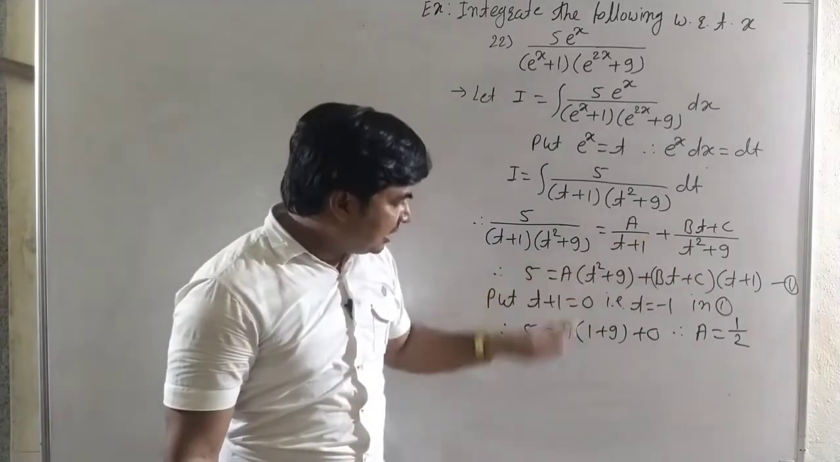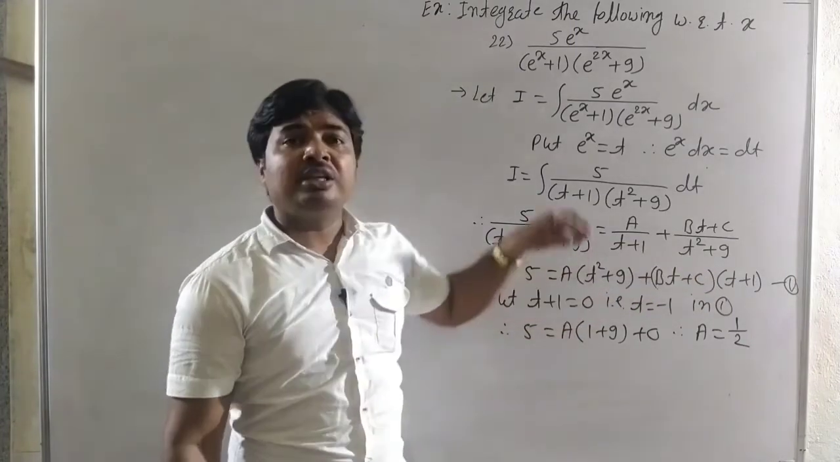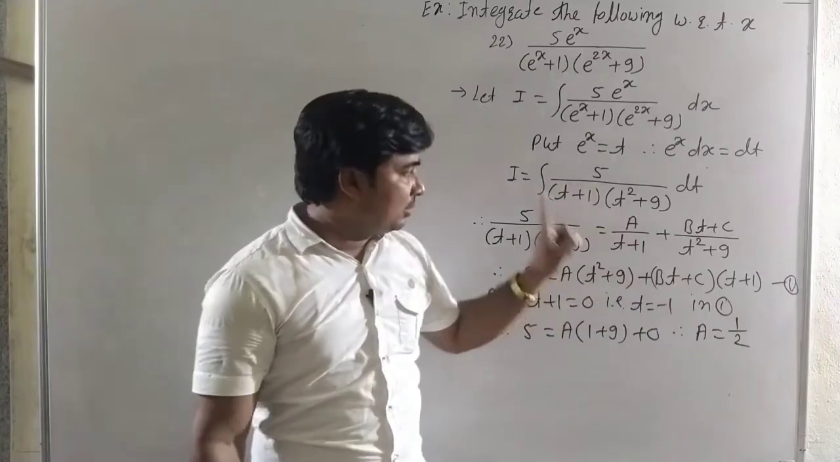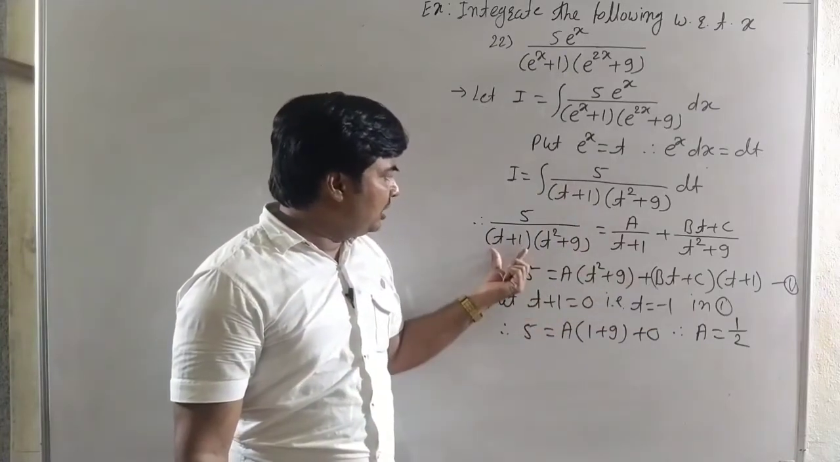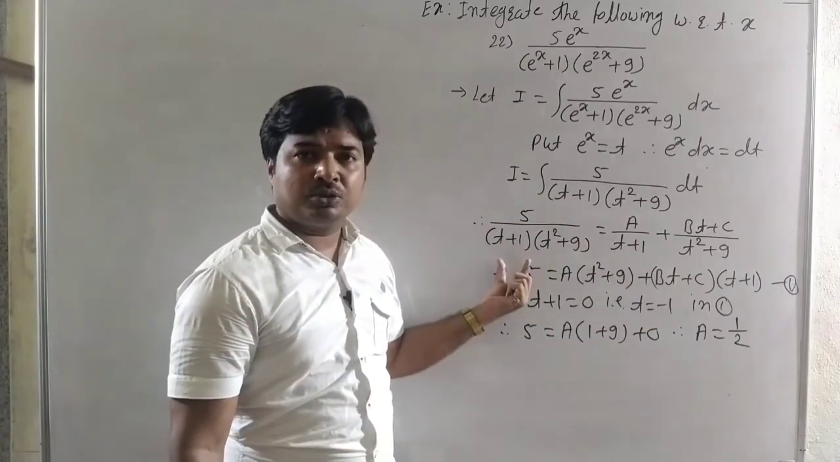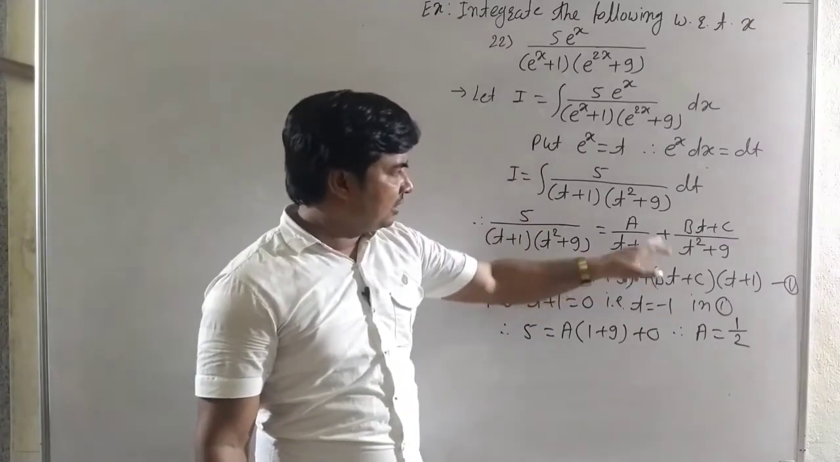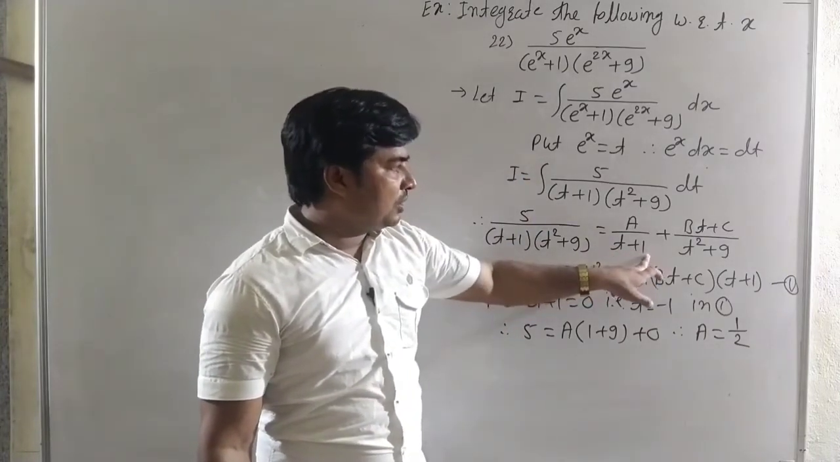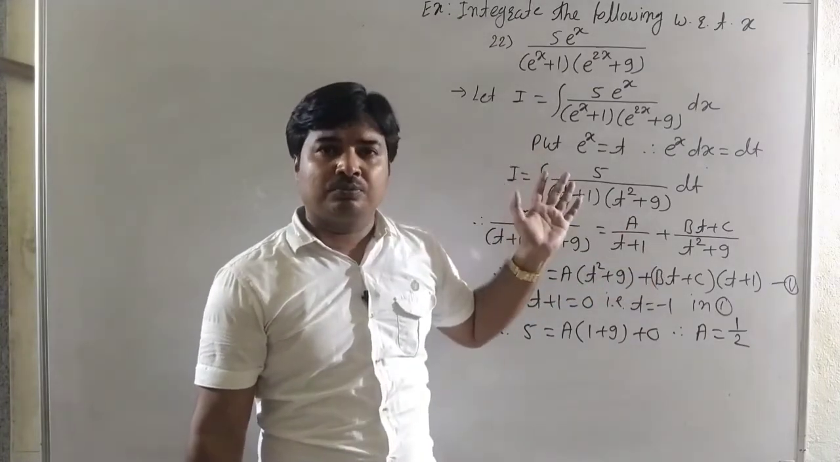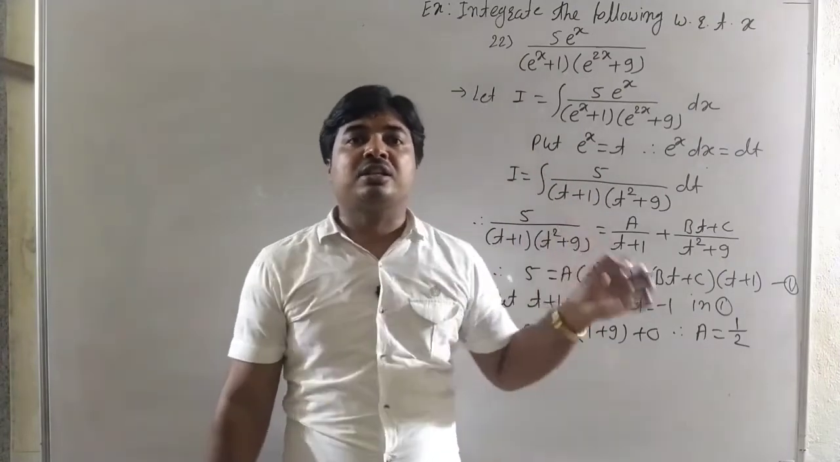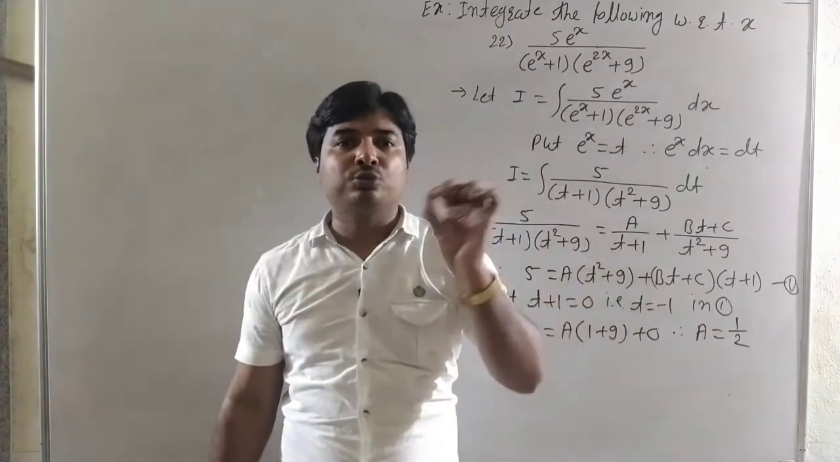So in the second step we put t equal to 0. In the first step we put t equal to the root of the linear factor. In this example the factor is t + 1. In the previous example the factor was x minus 1, so we put x equal to 1.